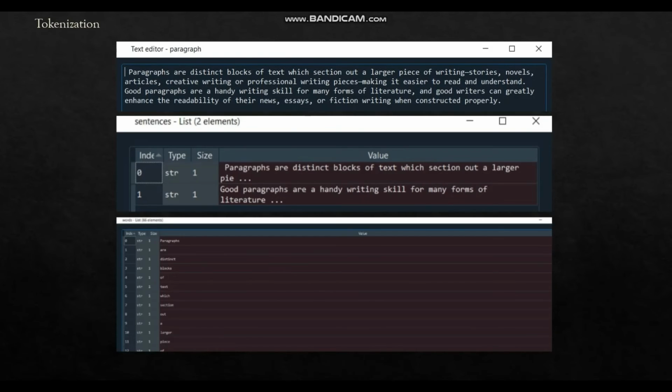Moving forward to some of the steps which we had taken. The first is tokenization. Tokenization is essentially splitting a paragraph into smaller units, which are also known as tokens. As we can see, there is a paragraph which comes in as an input, which is then broken down into sentences and then into words.